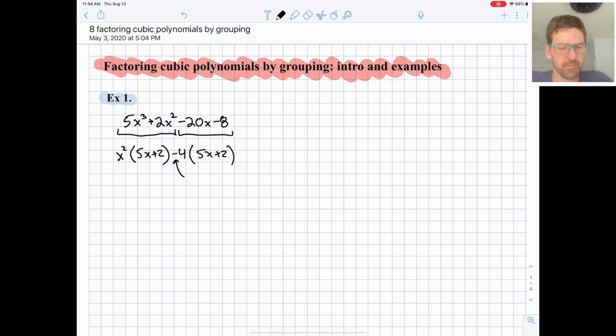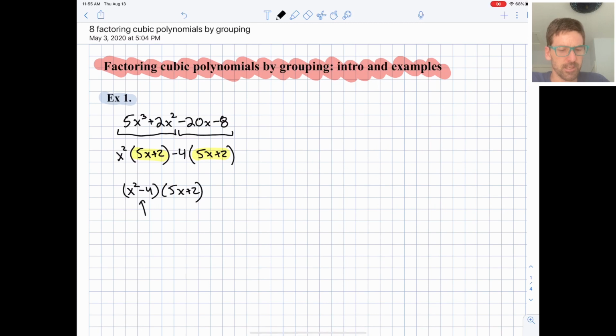Sometimes this minus sign gets lost. Make sure you're careful with that. I could have pulled out a positive 4, but I really wanted these two expressions to be the same, and so that's why I chose a negative 4 to factor out. So it looks like we've made some progress. We have some overlap here. So we have an x squared minus 4 and then a 5x plus 2.